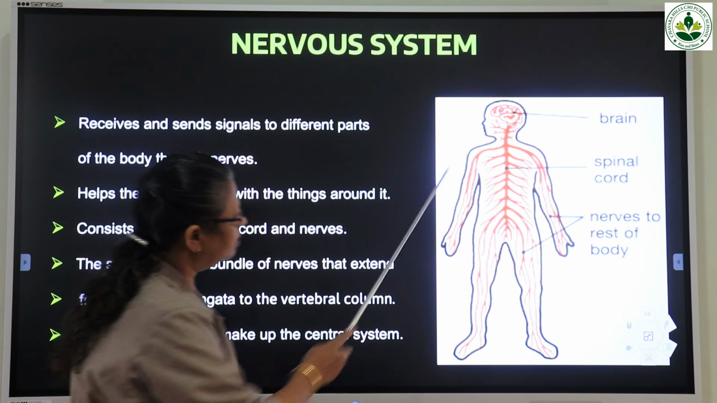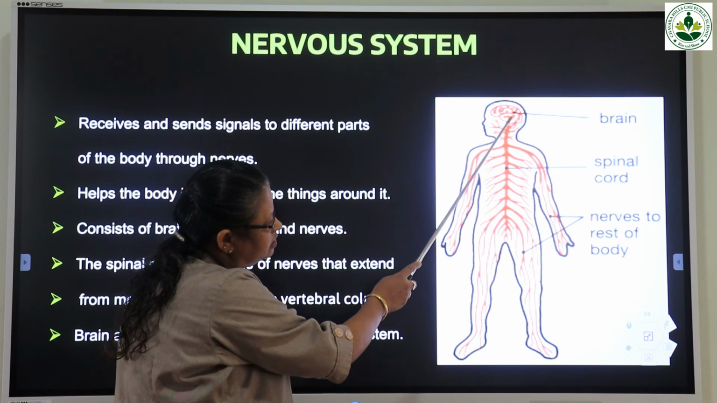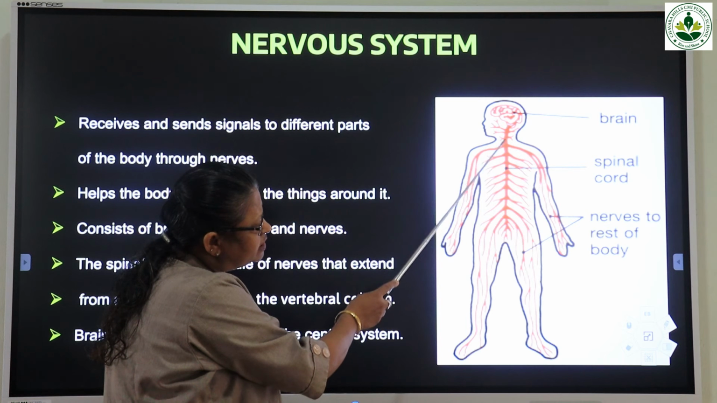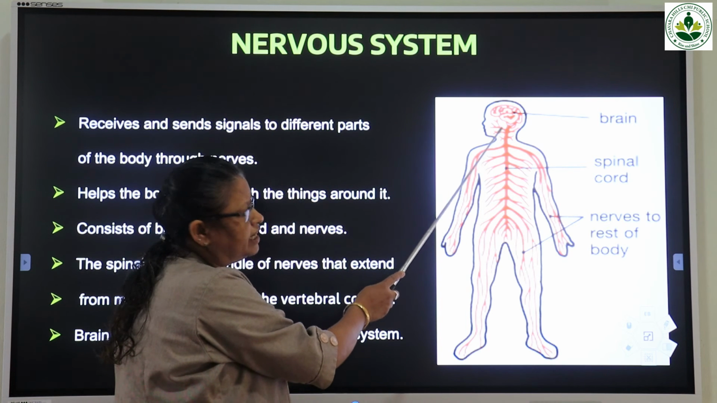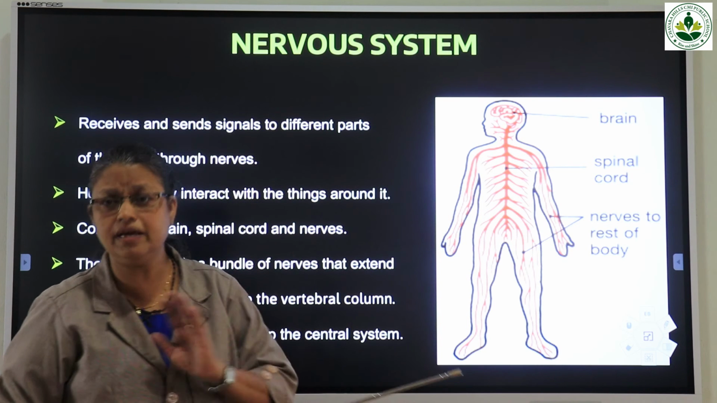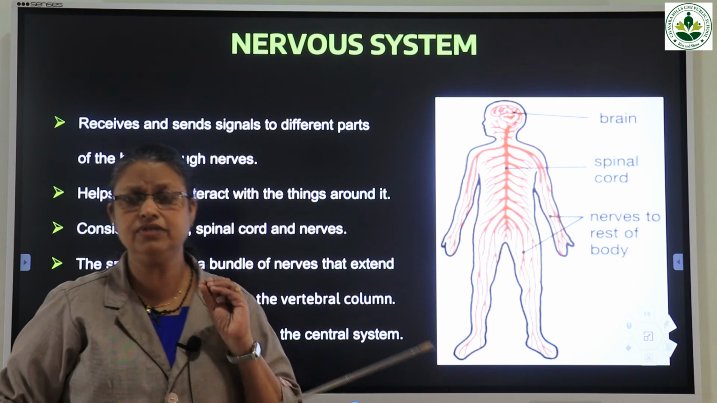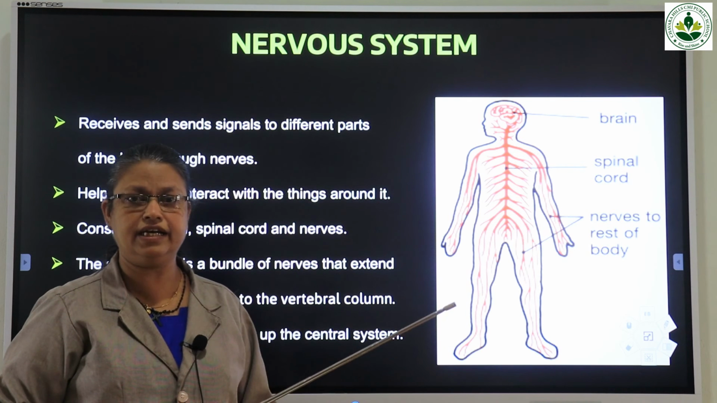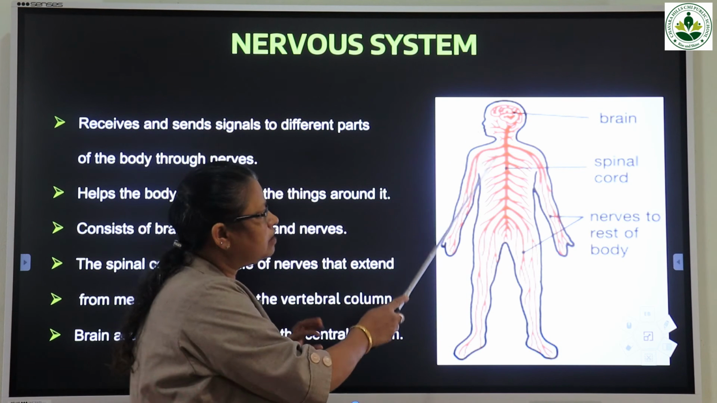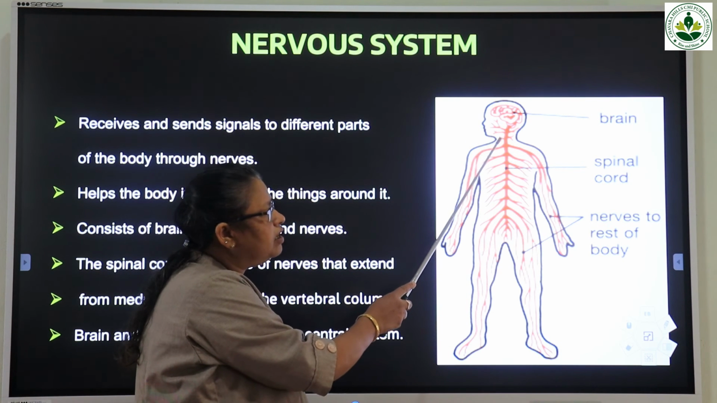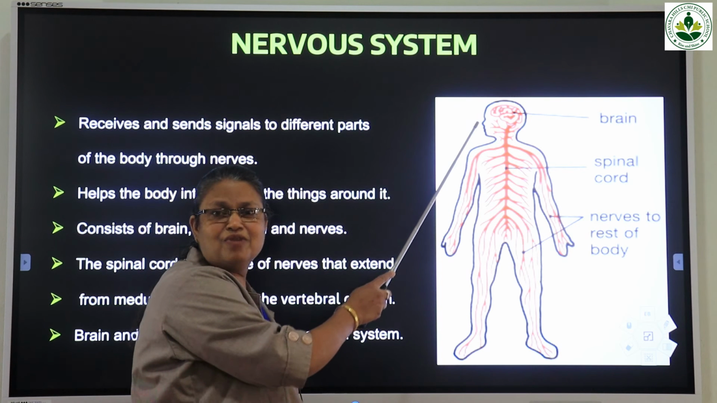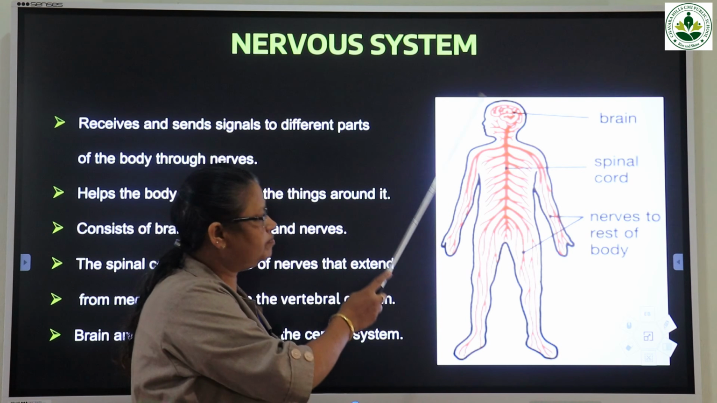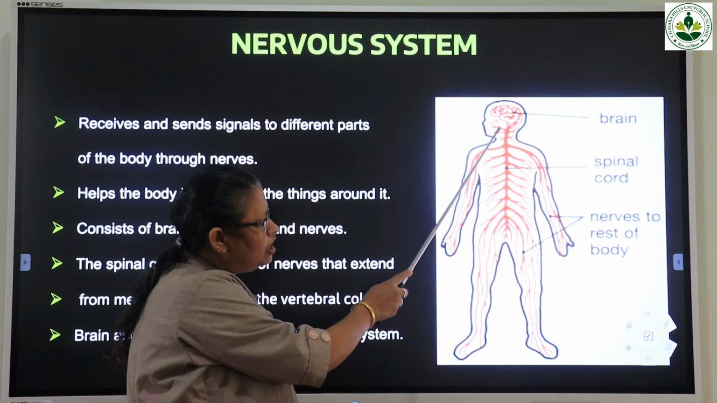Okay. Then this is the brain, and the spinal cord starts from the medulla oblongata. Last year we studied that there are three parts of the brain: cerebrum, cerebellum and medulla oblongata. And this spinal cord starts from the medulla oblongata. Another name for the medulla oblongata is the brainstem. Okay, it starts from the medulla oblongata.